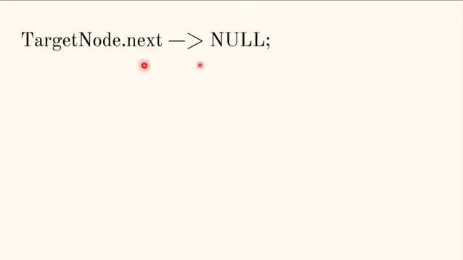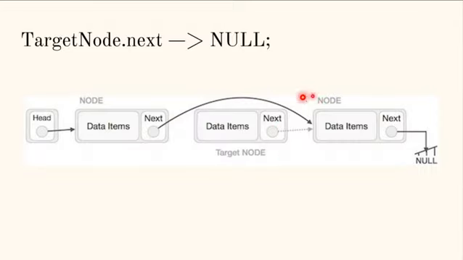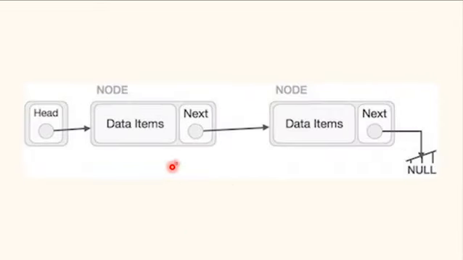Now, using the following code, we will remove what the target node is pointing at. If we need to use the deleted node, we can keep that in memory. Otherwise, we can simply deallocate memory and wipe off the target node completely. The node has thus been deleted.